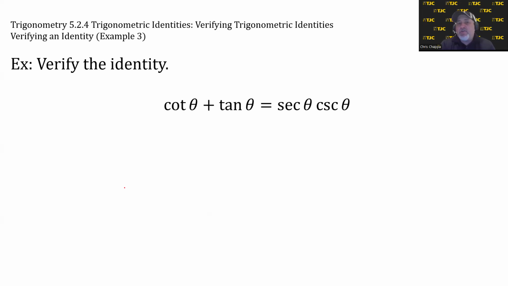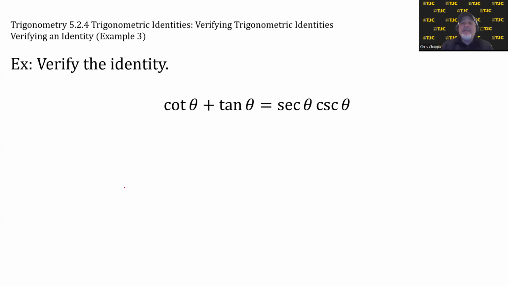We have two primary strategies at this point. Number one is to start with the more complicated side and try to turn it into the simpler side. And number two is to transform everything into sines and cosines. We could clearly transform all of these into sines and cosines, but which side is more complicated? It's really a matter of opinion. The left side is an addition problem. The right side is a multiplication problem. They both contain two trig functions, so it's not necessarily clear if one of these is more complicated than the other.